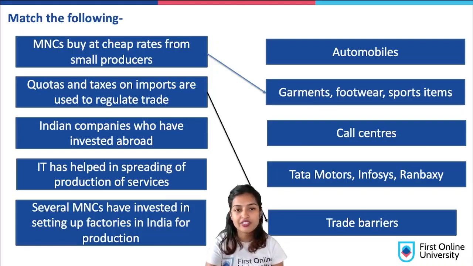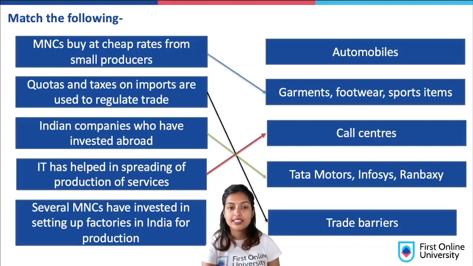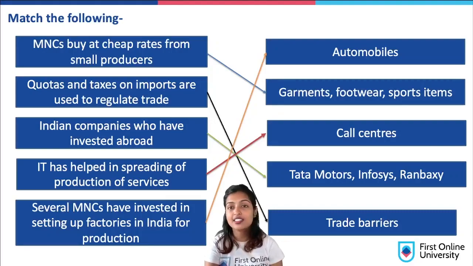Indian companies who have invested abroad, which are these companies? They are Tata Motors, Infosys and Ranbaxy. Information technology has helped in spreading of production of services through which of the following? Through call centers. Several MNCs have invested in setting up factories in India for this sector's production. And what exactly is this sector? It is the automobile sector, as we've discussed about Ford Motors in India.